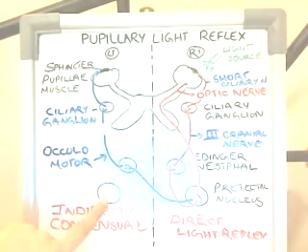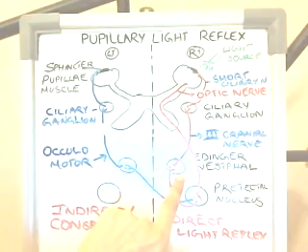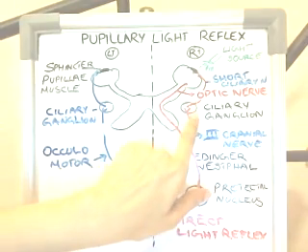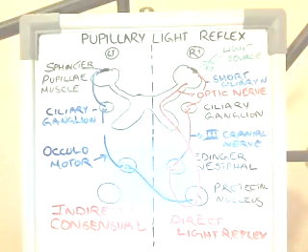The pathway is from the left pretectal nucleus. The neurons also project through the right Edinger-Westphal nucleus, from there to the right ciliary ganglion, to the right sphincter pupillae muscle, and thereby cause constriction of the pupil.